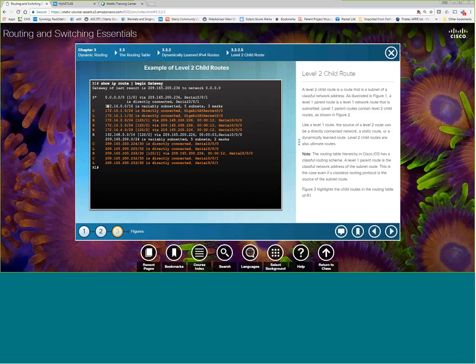What do you think is going to happen if there's no route in the route table and there's no default route set? What is the router going to do with that packet?